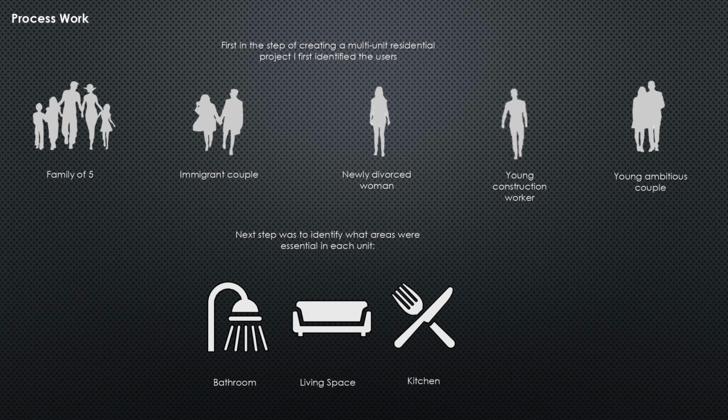The next thing to do was to take a look at who this project would be serving. So I created mock-ups of 5 different types of individuals who'd be using this area: family of 5, immigrant couple, a newly divorced woman, a young construction worker, and a young ambitious couple could all fit the mold of people who would be using this building. And to identify what they'd be using in this area, I made sure that a bathroom, a living space, and a kitchen was all available in each unit.